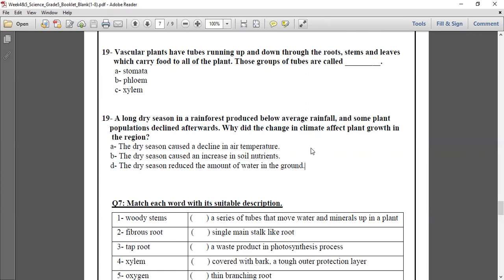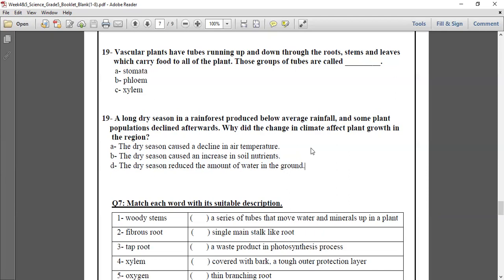Okay, Abdullah. The question says this is in the rainforest, but there was no rain for a long time. It was a long dry season. So there is not enough water. Some plant populations, some plants started to die, or the number of trees started to decrease. So the question says, why did the change in the climate affect growth in this region of the rainforest? The dry season caused a decline in air temperature. Decline means a decrease. Or an increase in soil nutrients, or the amount of water in the ground?